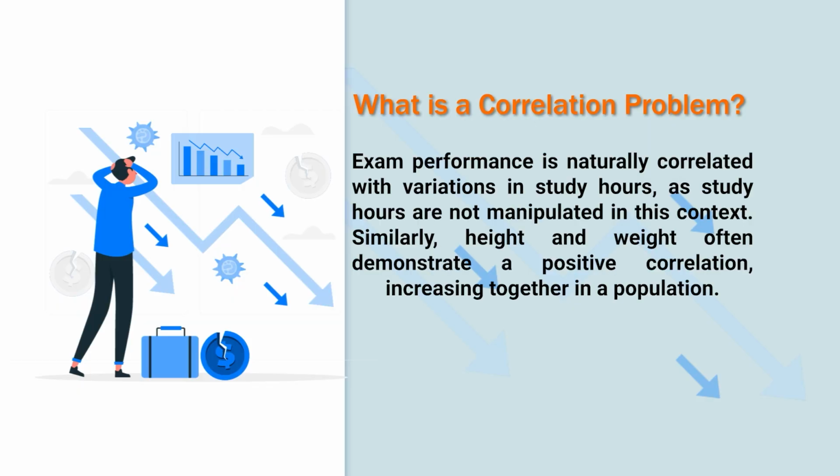Consider researching the relationship between study hours and exam scores. Exam performance is naturally correlated with variations in study hours, as study hours are not manipulated in this context. Similarly, height and weight often demonstrate a positive correlation, increasing together in a population. However, this co-occurrence does not imply that changes in height directly cause weight gain or vice versa.